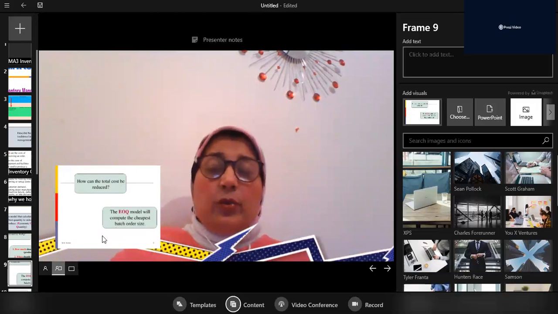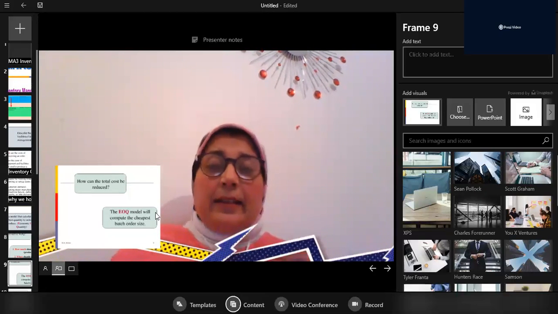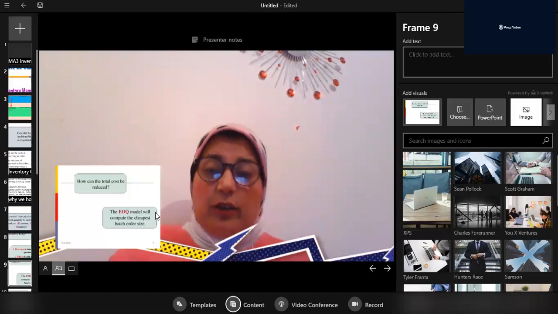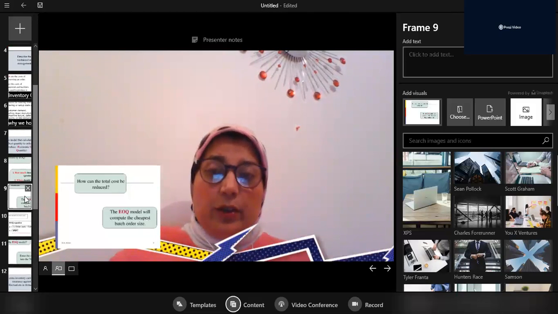To calculate that, you have some items and some information. All you have to do is implement the equation using the figures. And that's it, that's how to calculate the economic order quantity.